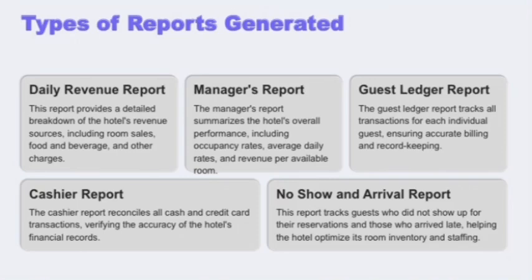So next is the no-show and arrival report. This report tracks guests who did not show up for their reservation and those who arrived late, helping the hotel optimize its room inventory and staffing. This is the list of expected guests who did not arrive, or no-shows, and those who have checked in, which helps in follow-up and revenue analysis. This may include guest name, reservation details, reasons for no-show, and arrival time.